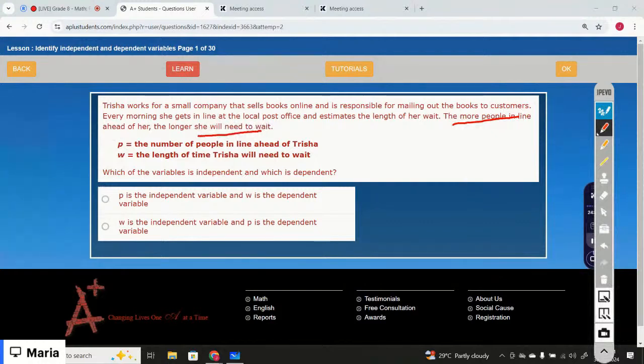That means the wait is dependent on the people, right? The more people, the more she has to wait. So the time is dependent on the people. P is the number of people and W is the amount of time she has to wait. The question is which of the variables is independent and which is dependent?